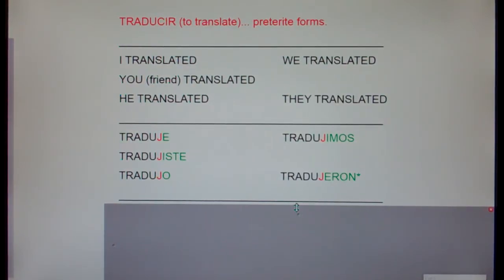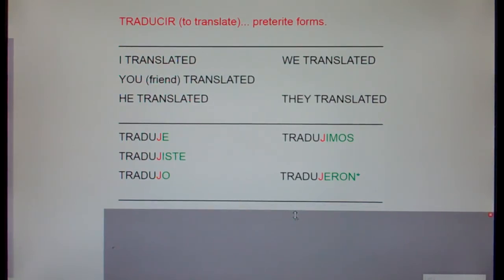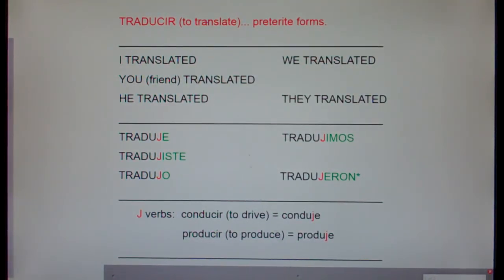Now, some of you are thinking, wow, this is tricky and it's a lot of work for just one verb. I won't worry about it. Well, here's the deal. It's not just one verb. This is a member of a group of verbs I call J verbs. Everybody say J verbs. All right?